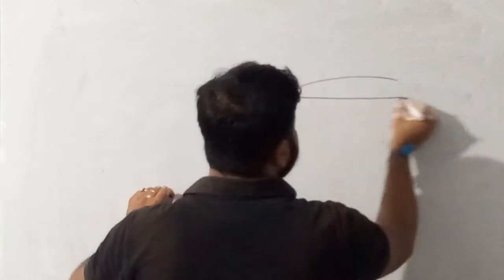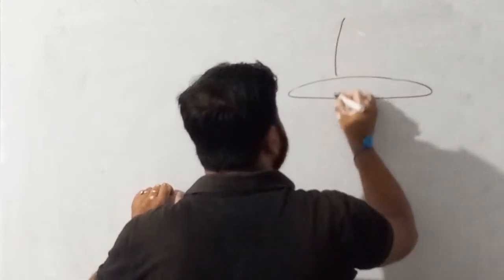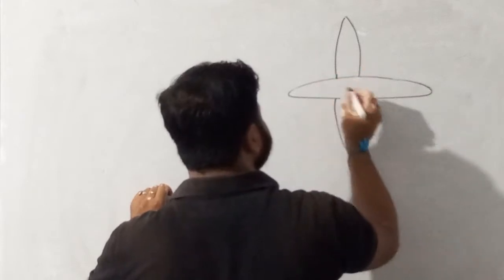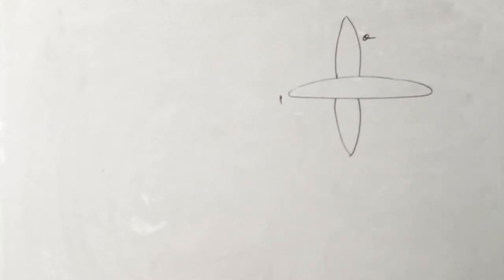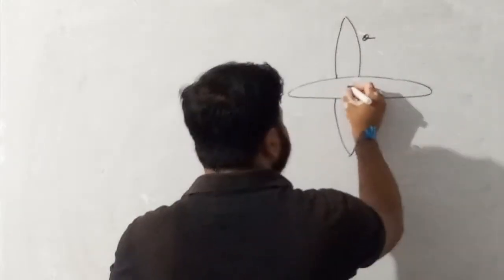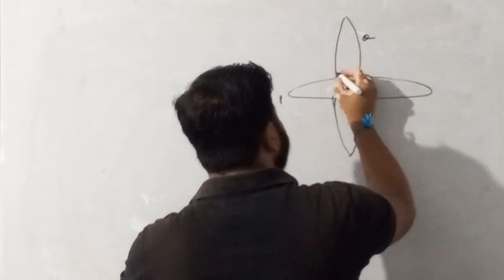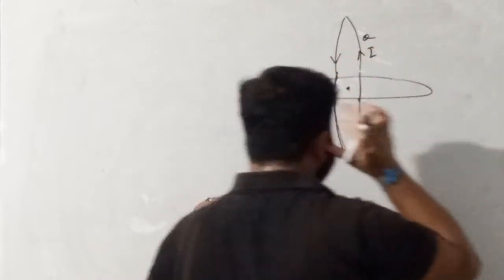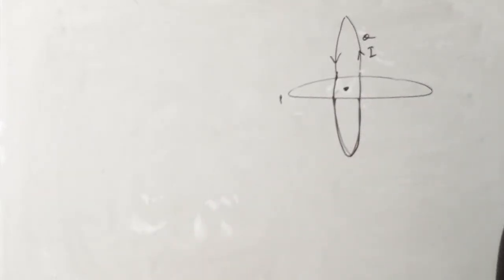each of radius capital R, are lying in perpendicular planes, such that they have a common center. Full stop.